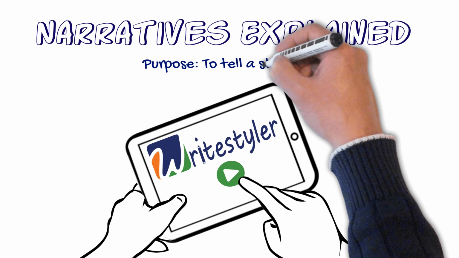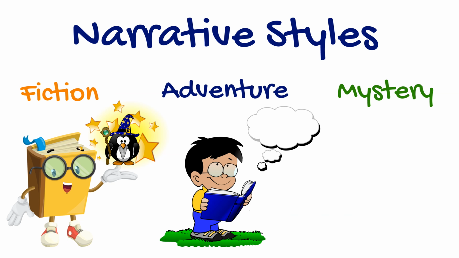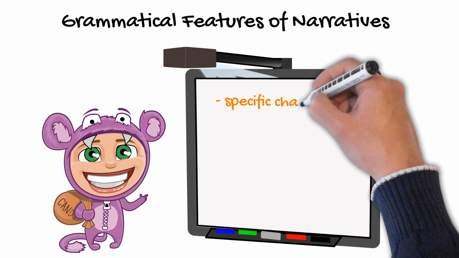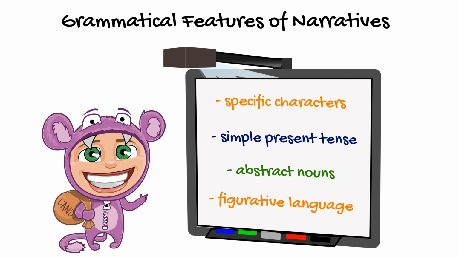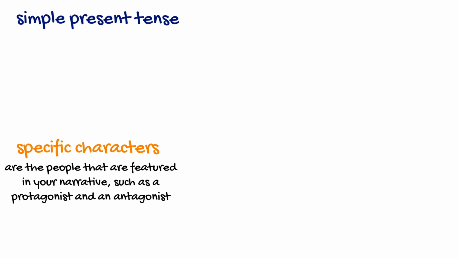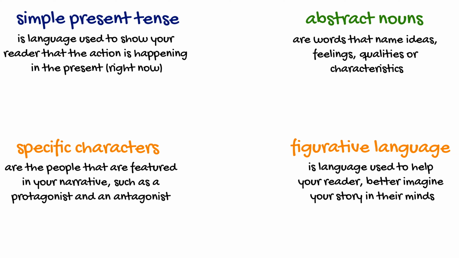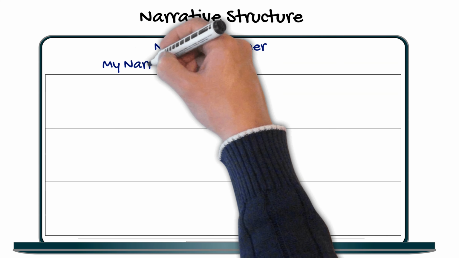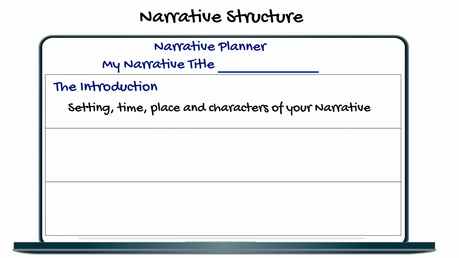Narratives are written to tell a story. Fiction, adventure, and mystery stories are some examples of narrative styles. Grammatical features that are often seen in narratives are things like specific characters, simple present tense, abstract nouns, and figurative language.